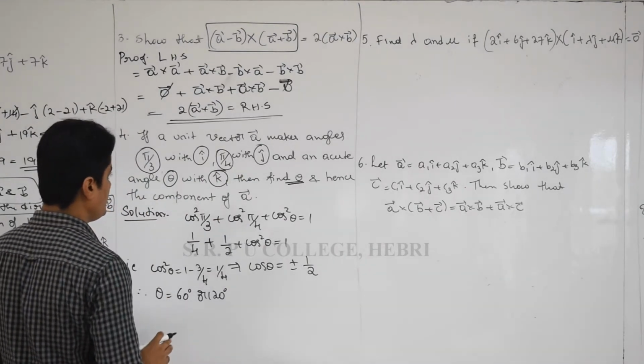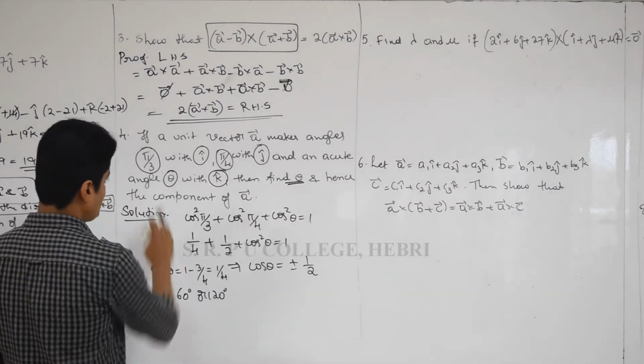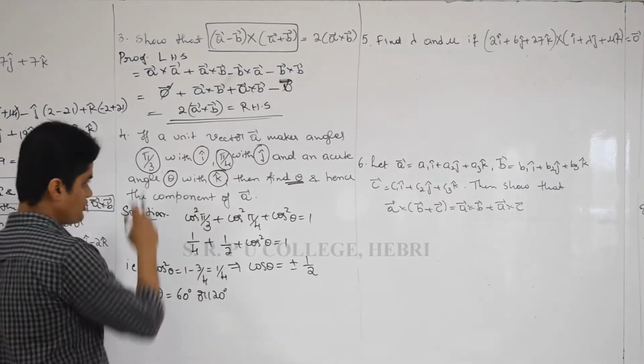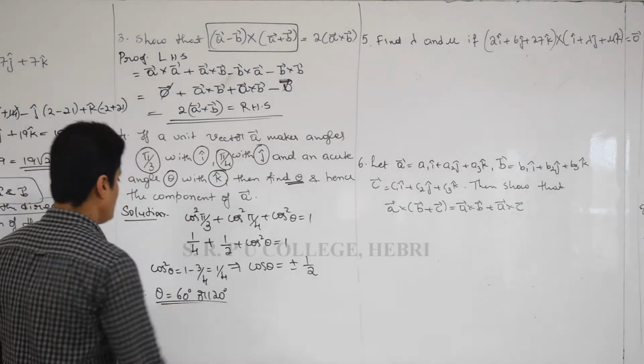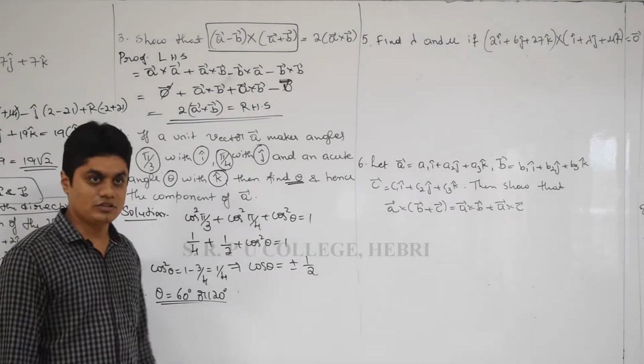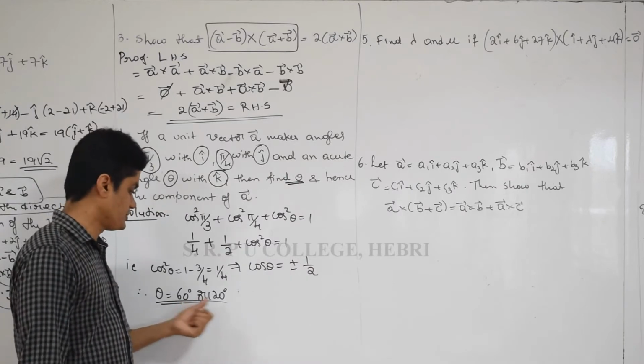Now, with this, 60, 45, 60 is also possible, and 60, 45, 120 is also possible. So let it be as it is, don't worry. I hope you understand how to get the theta value. Theta is equal to 60 degrees and 120 degrees.